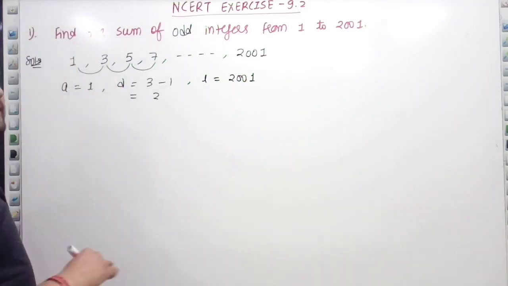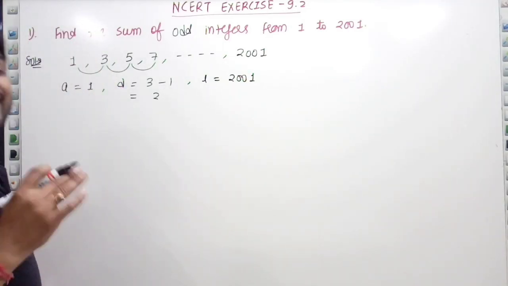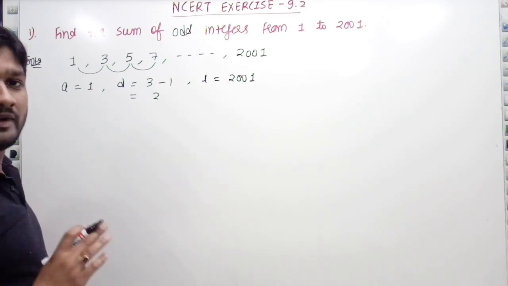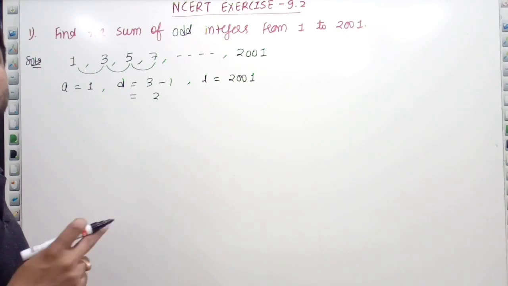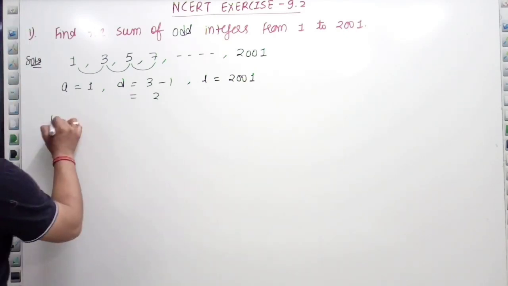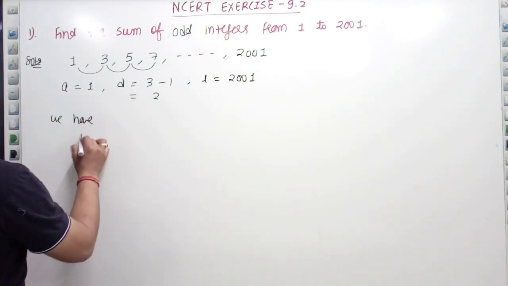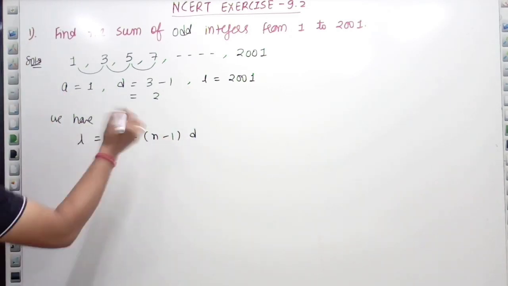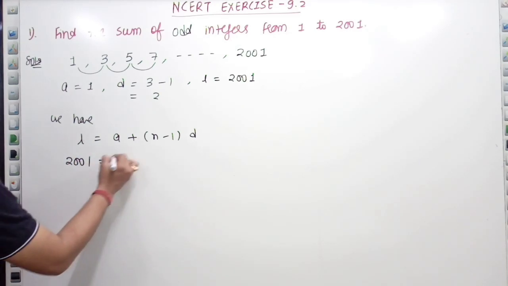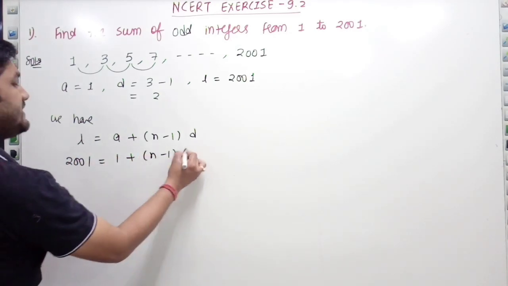Now to find the sum you need n in any of the formulas. Now you tell me, do you know n here? No. So we will first find n. Alright, we have l equal to a plus n minus 1 into d. This is the formula for the last term. What is l? 2001 equal to 1 plus n minus 1 into 2.